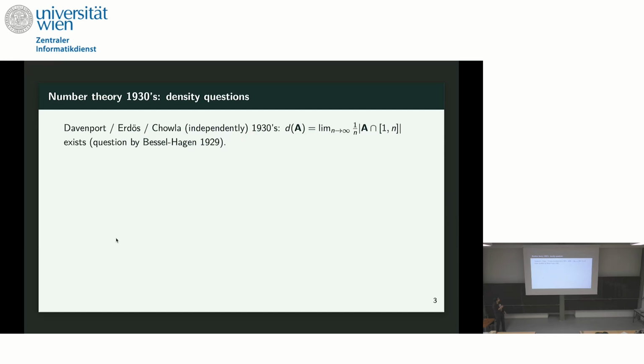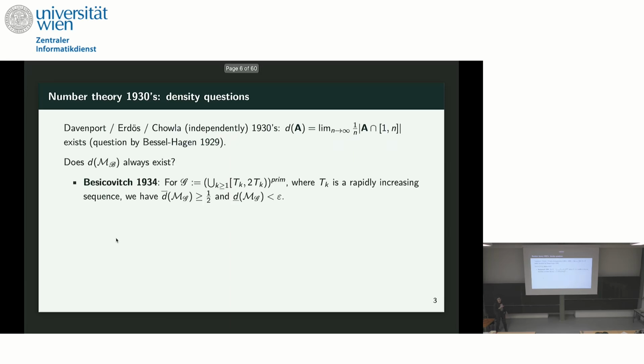Specifically, in 1929, Besicovitch asked the following question: whether the density of the set of abundant numbers exists, and it was answered independently by these three people. The answer is yes. So the next question that comes up naturally is whether the natural density of any set of multiples exists. Here the answer is no, and was given already by Besicovitch in 1934.